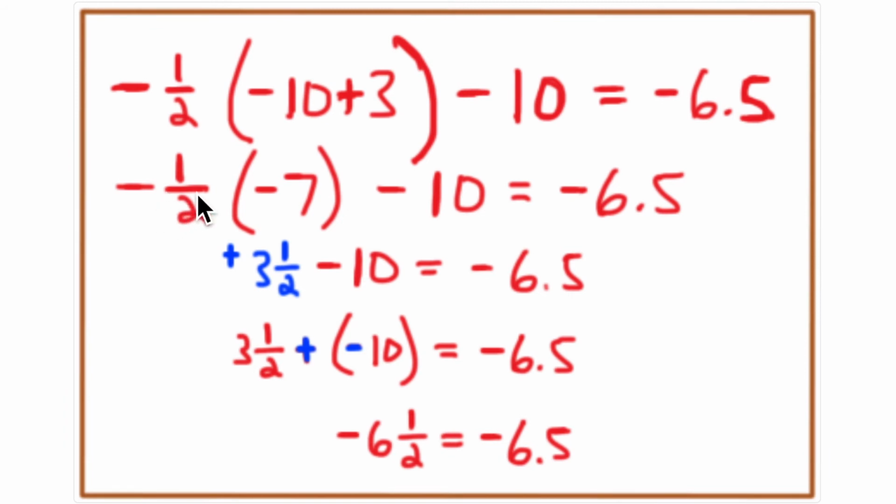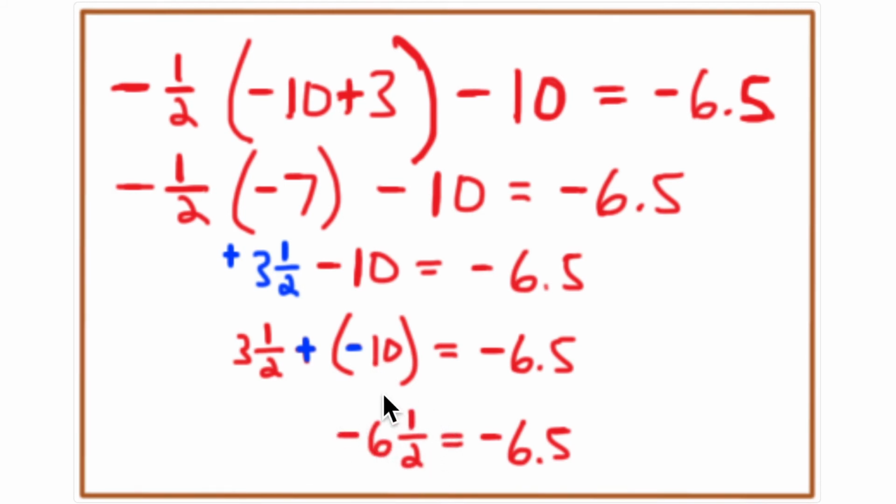That's a negative 1/2. So 1/2 of negative 7 is a negative 3.5, and the opposite of that is a positive 3.5. I'm going to subtract 10. I'm going to look at this as adding negative 10. So 3.5 plus a negative 10 is going to be negative 7, and then another positive 1/2 is going to bring this to a negative 6 1/2.